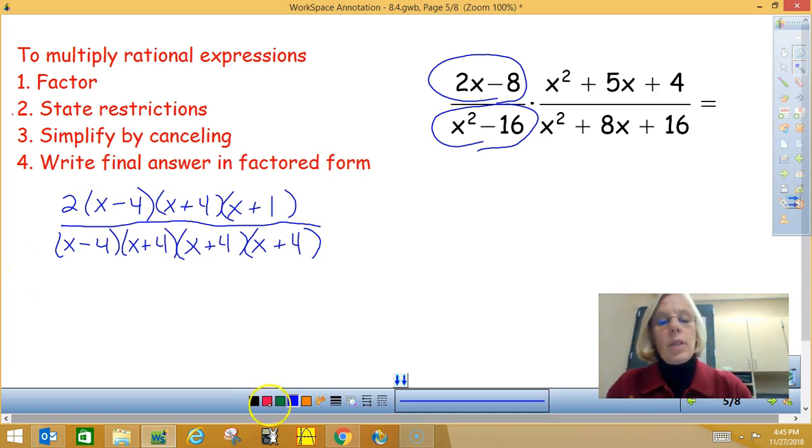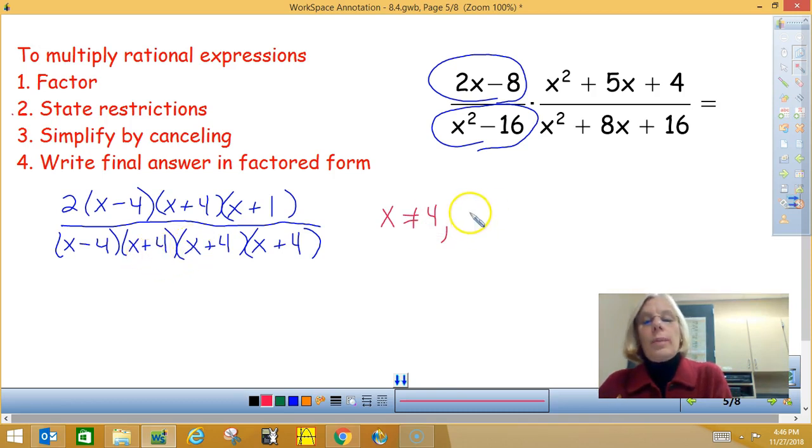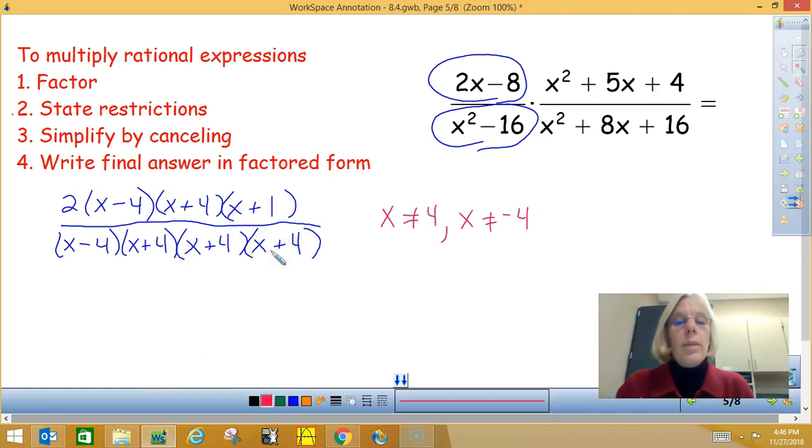I'm going to state the restrictions. The restrictions are the values that cause the denominator to be 0. If x equals 4, the whole denominator is 0 and the expression is undefined. So x cannot equal 4, and x cannot equal negative 4. If x equals negative 4, the denominator is 0 and the whole expression is undefined.